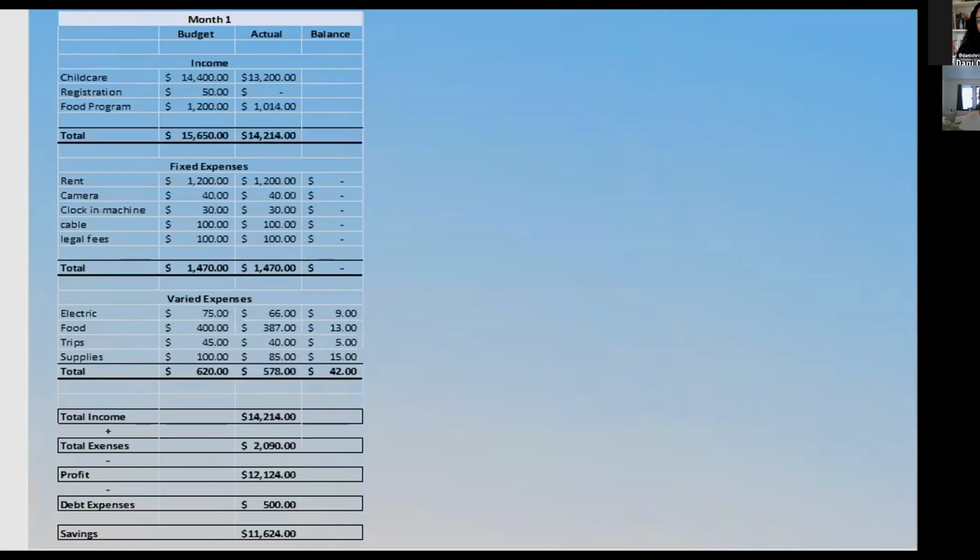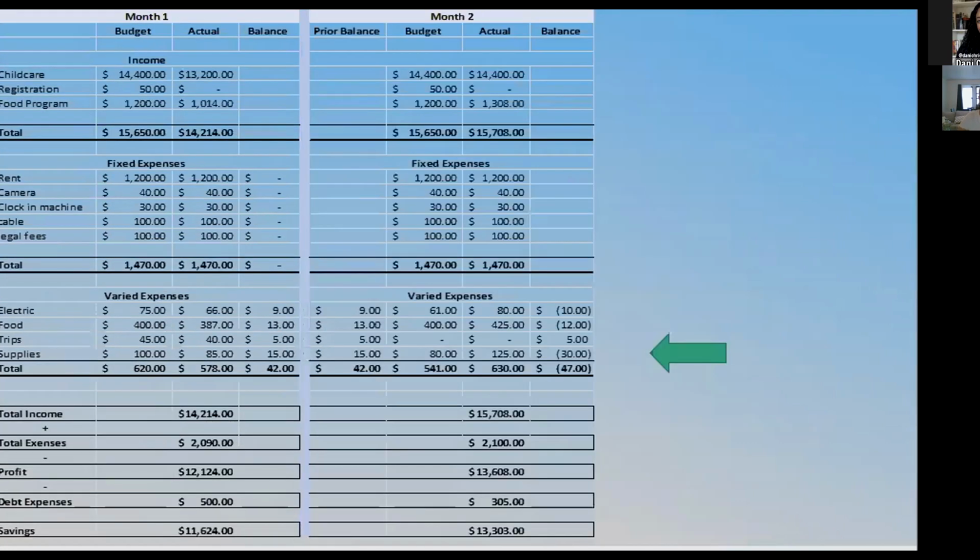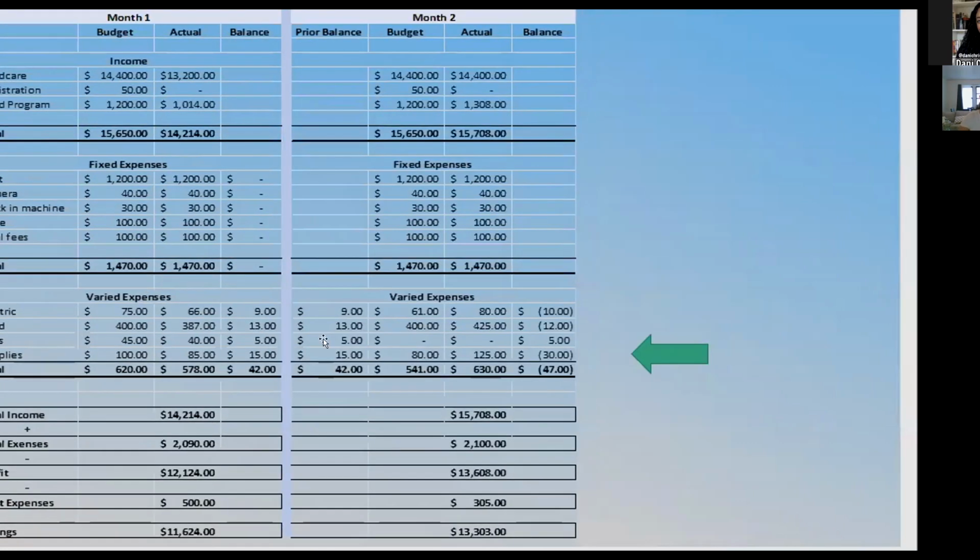So let me show you this right here. Here is month 2, right? In month 2, you notice how we have the $9 in your balance column, but now we bring that over to your month 2 because the envelope stays the same. So you have your $9 left over, your $13 in food, your $5 for your trips, and your $15 over in supplies. But you budgeted that you're going to actually spend for month 2, $61 in electric, $400 in food, nothing in trips because you have no trips scheduled for this month, and $80 in supplies.